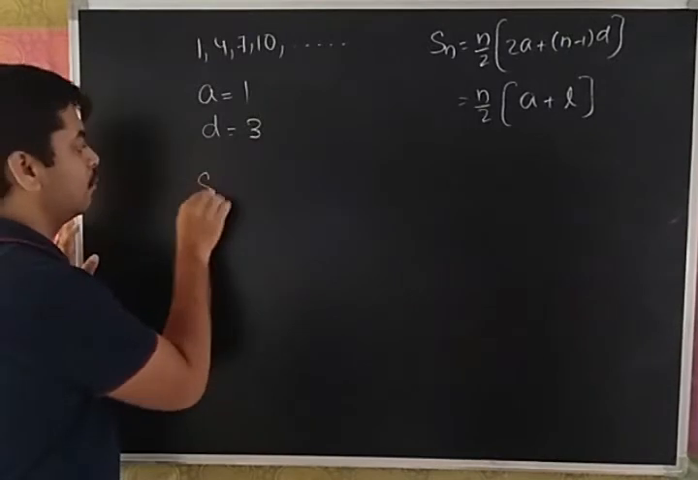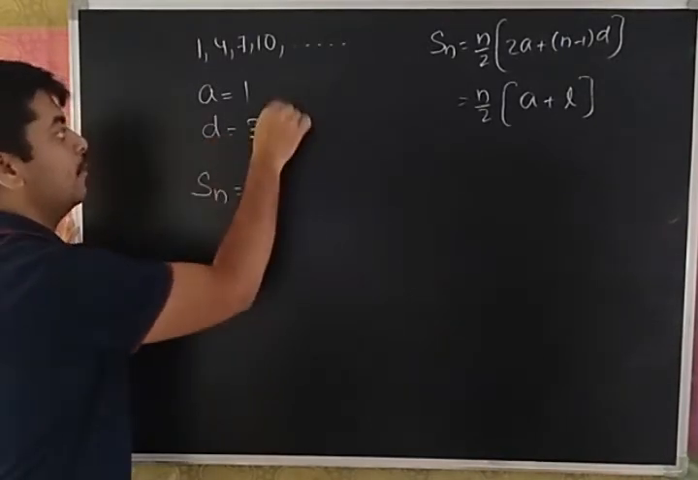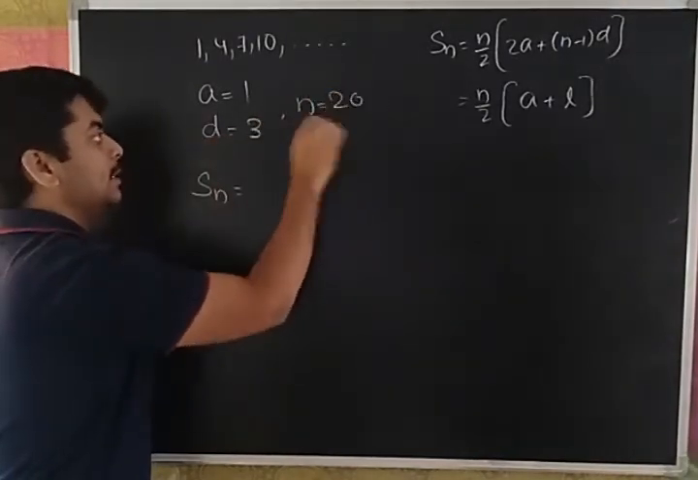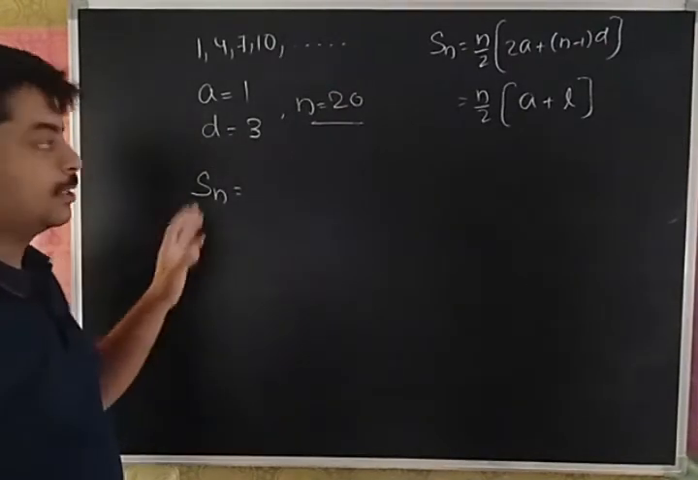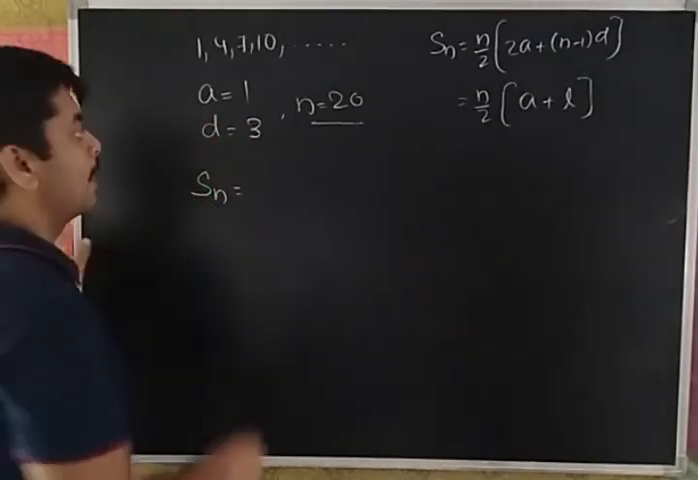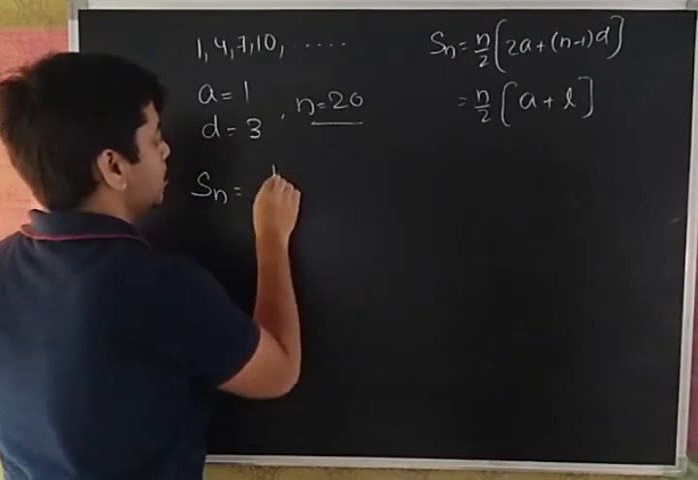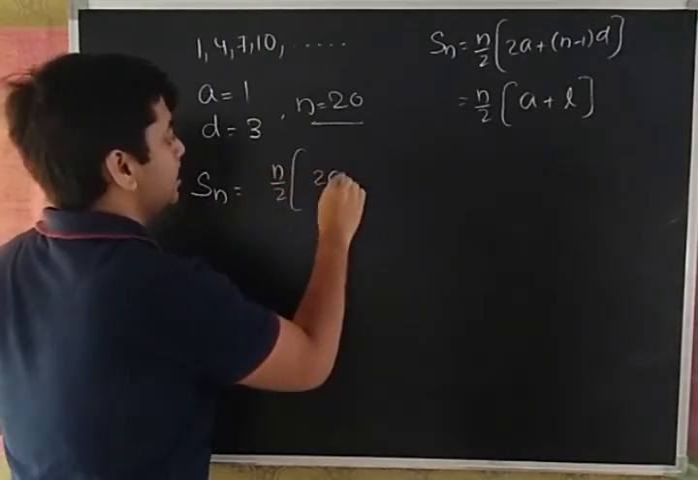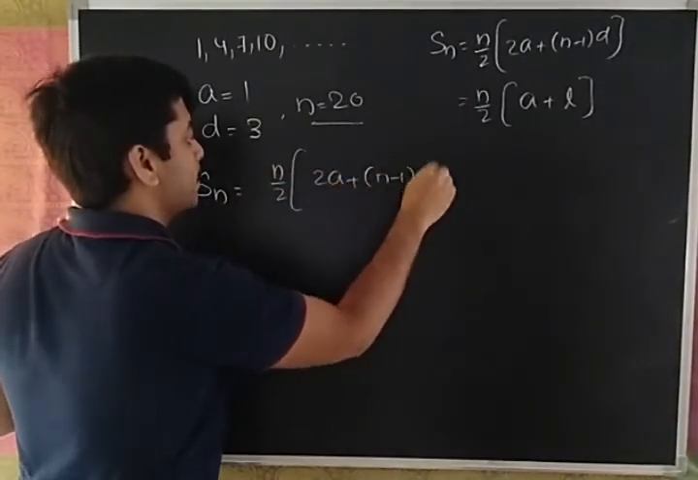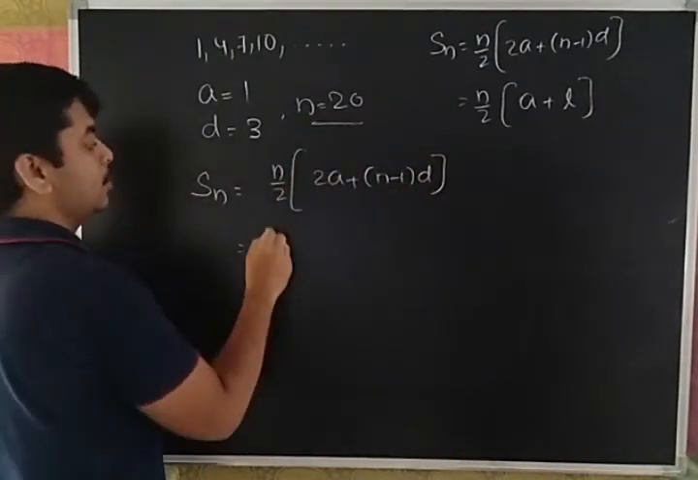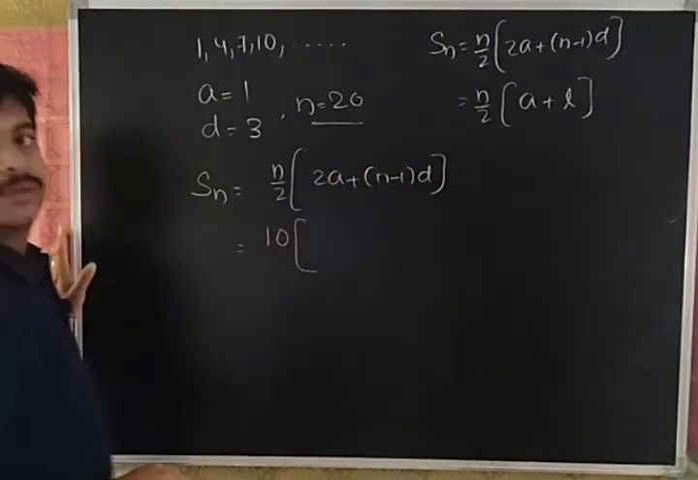So, what is the Sn formula? What is n? We need to find the sum of 20 elements. So, n is 20. What is Sn now? The Sn formula is n by 2 into (2a plus (n minus 1) into d). So, what is n by 2? 20 by 2 is 10.